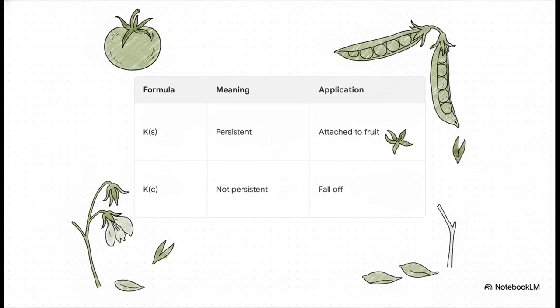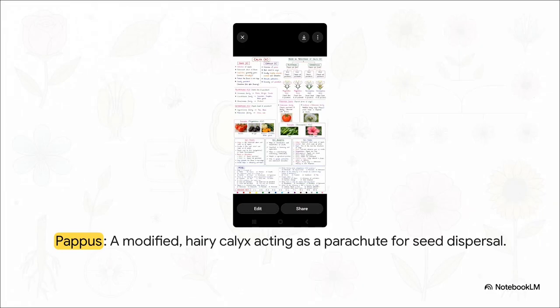They do their job protecting the bud, sure, but once the flower opens and gets pollinated, they fall right off alongside the petals. Botanists use these simple shorthand codes, KS and KC, to quickly categorize thousands and thousands of plants. But, nature always has a few incredible exceptions.